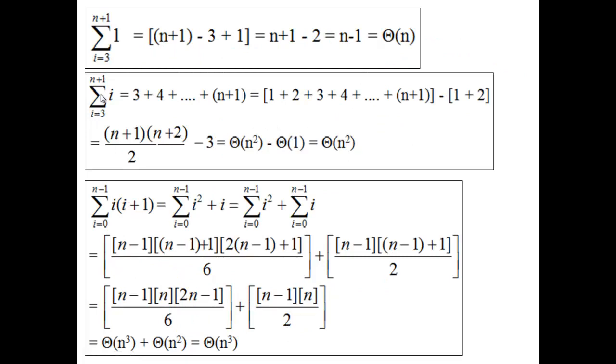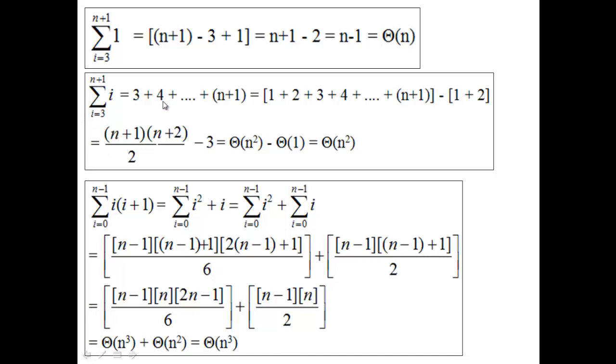Now you can open up the summation, by which I mean substitute the different values of i. So this is starting from i equals 3. So when i equals 3, it is 3. Then the next value of i is 4, so plus 4, then i equals 5, so plus 5, plus 6, up to n plus 1. So this is the same as 3 plus 4 plus 5 up to n plus 1. That's what the summation means.